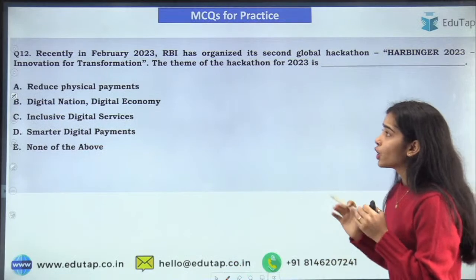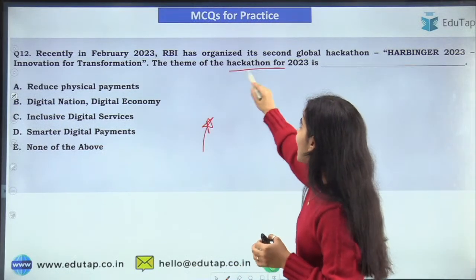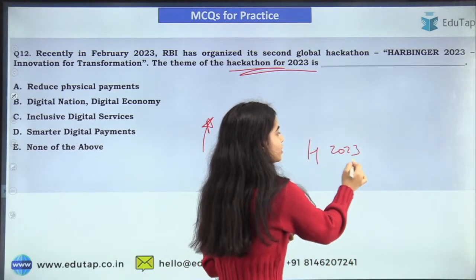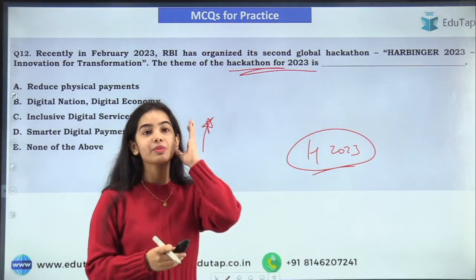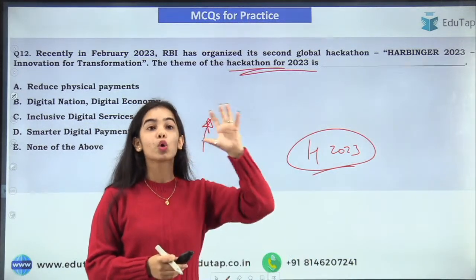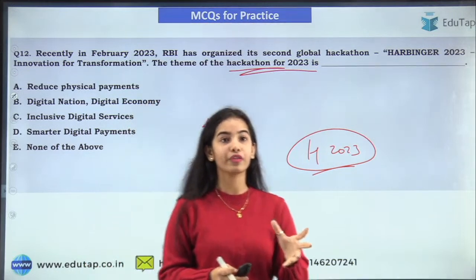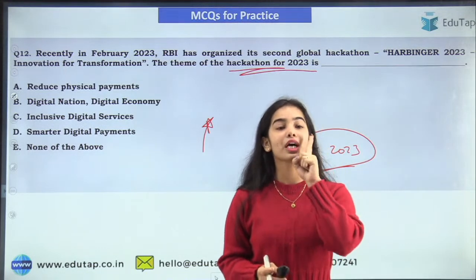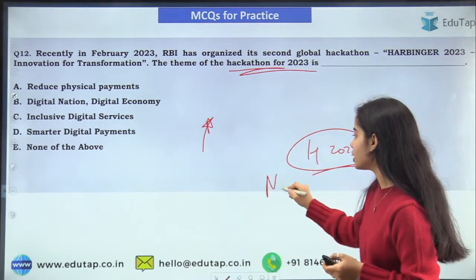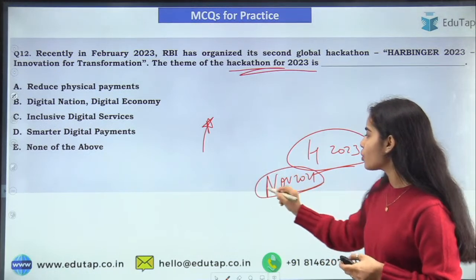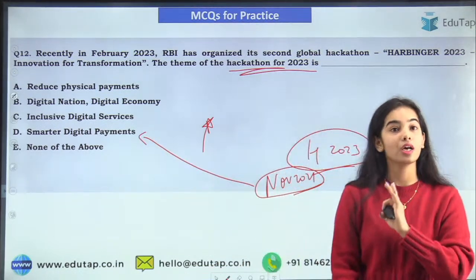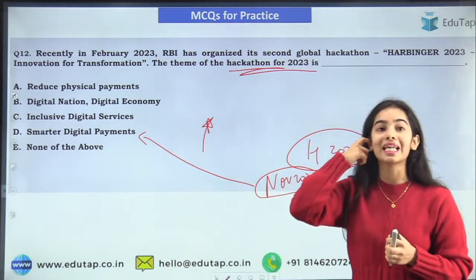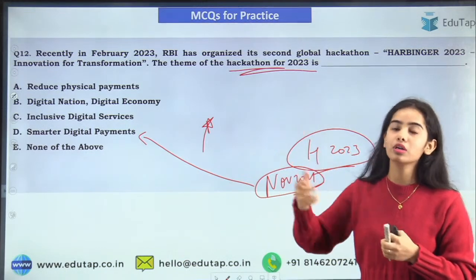Okay. So now coming to the next question, the theme of the hackathon for 2023 is. The hackathon, that is the Harbinger 2023, has been conducted by the Reserve Bank of India. It is a global hackathon, and this was the second global hackathon conducted by the Reserve Bank of India. The first global hackathon happened in November 2021, and its theme was Smarter Digital Payments. Now the second global hackathon happened recently, in 2023, that is Harbinger 2023, Innovation for Transformation.